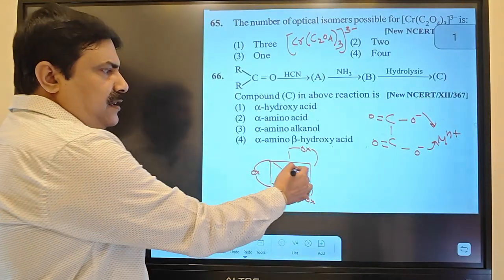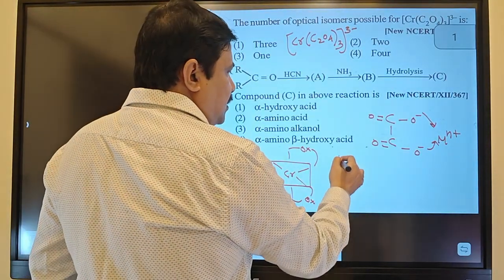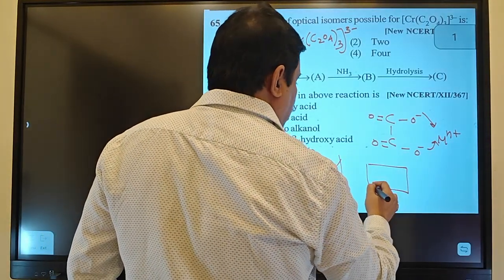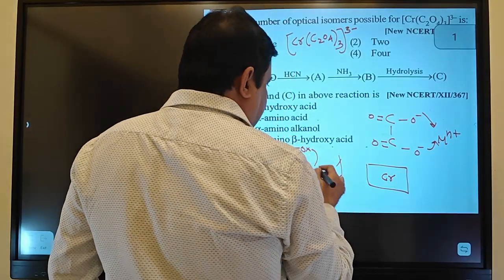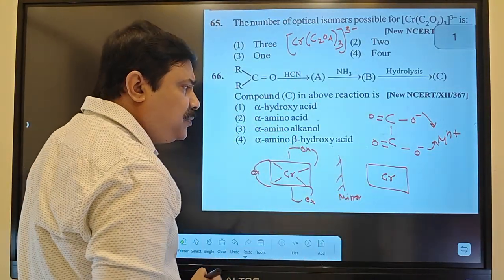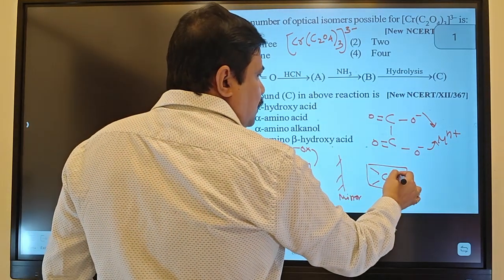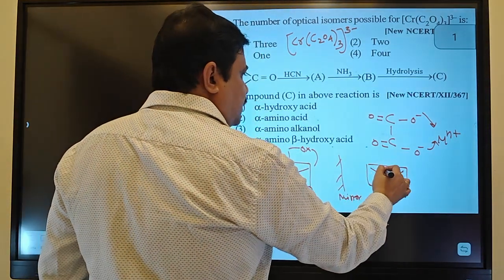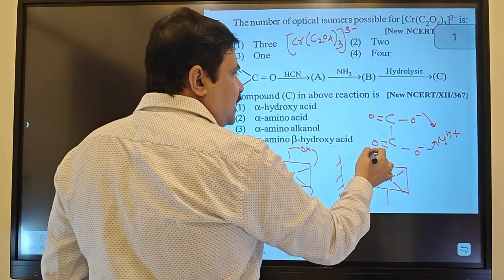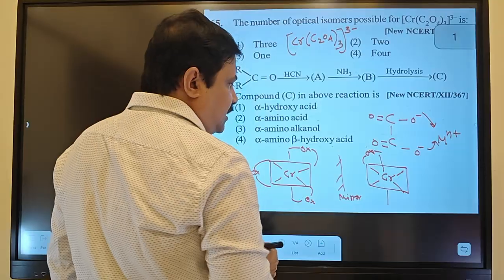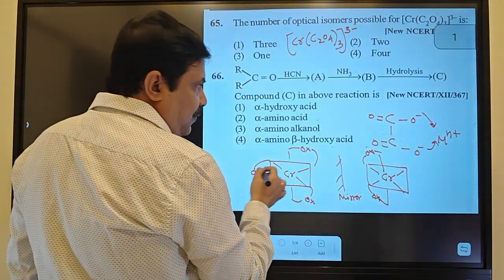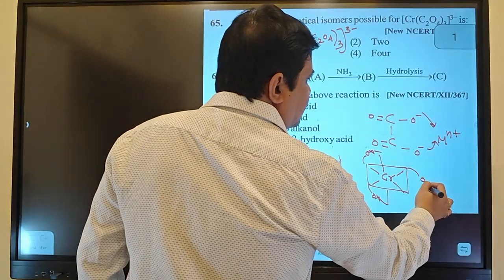Now if we take the mirror image of this one, we will get pictures like these. This is your mirror. What is close to the mirror will be close in the image. So here we will get pictures like this, and here like this, and what is away from the mirror will be away in the image.